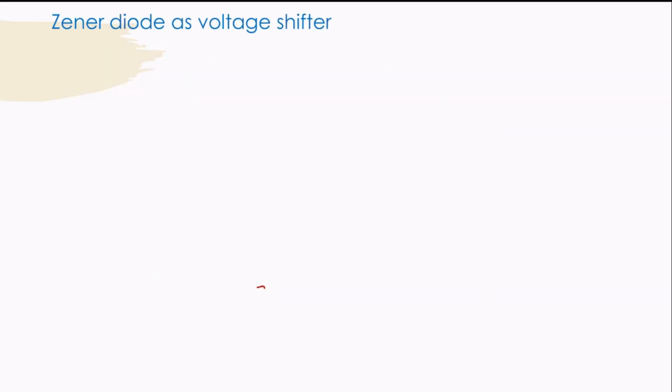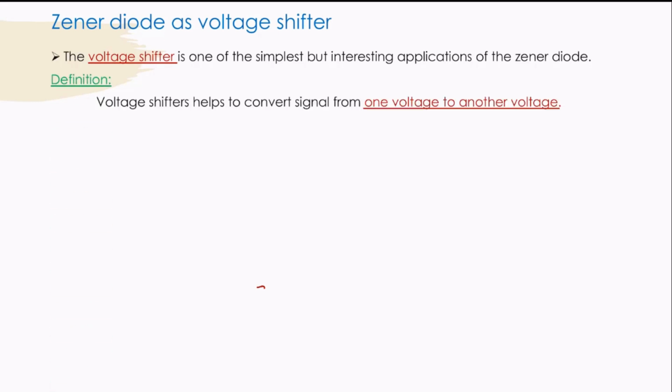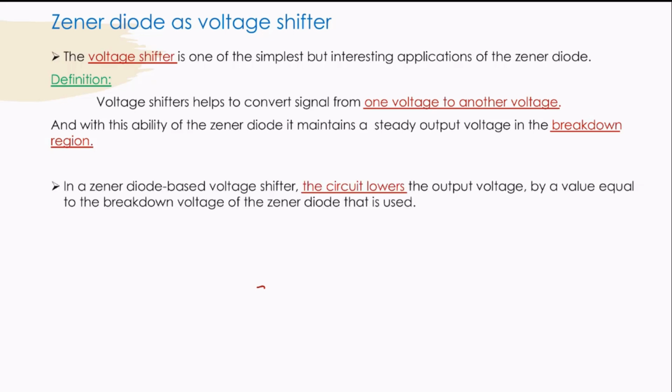And the last application is the Zener diode as a voltage shifter. The voltage shifter is one of the simplest but interesting applications of the Zener diode. Now let us see how we can define the voltage shifter. Voltage shifter helps to convert the signal from one voltage to another voltage, and with this ability of the Zener diode, it maintains a steady output voltage in the breakdown region. And in a Zener diode biased voltage shifter, the circuit lowers the output voltage by a value equal to the breakdown voltage of the Zener diode that is used.